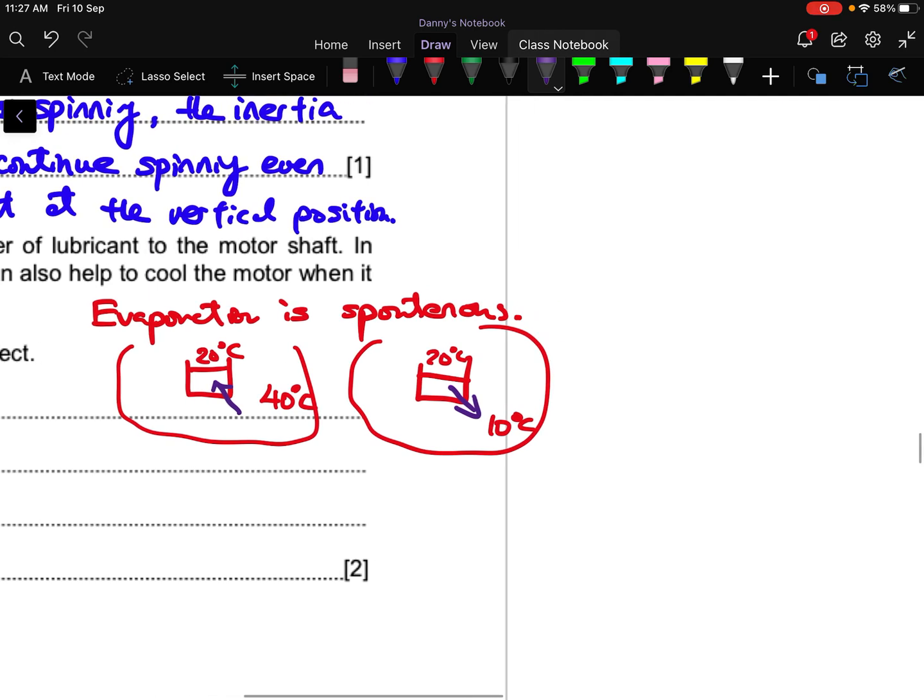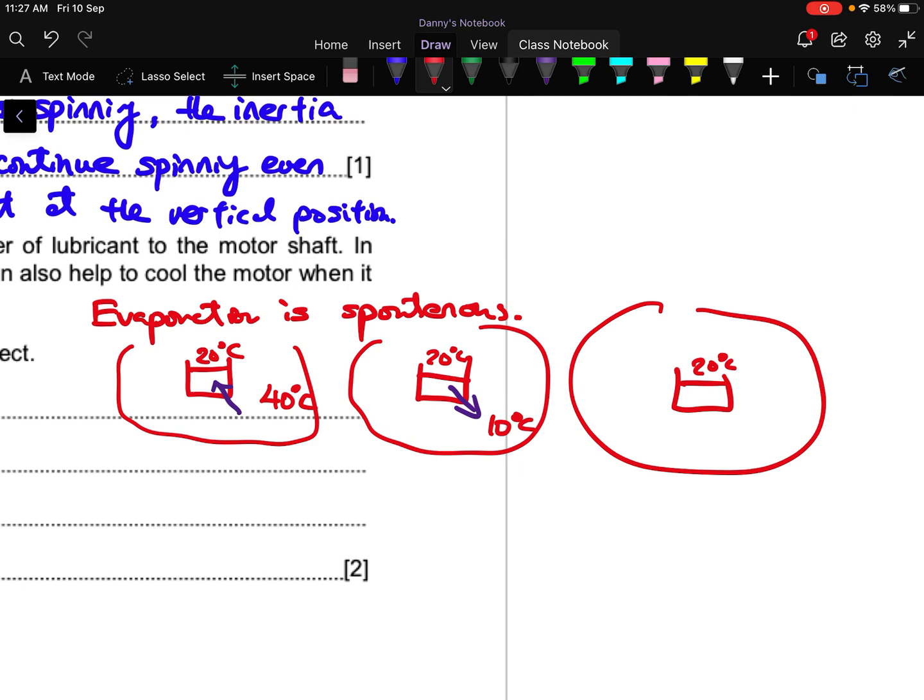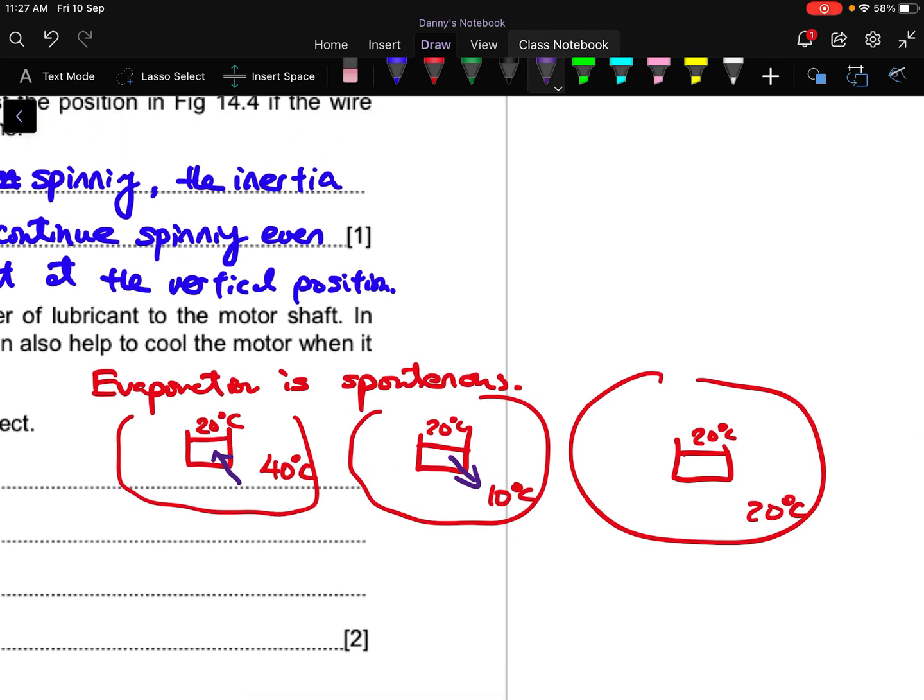In the second example, the water is losing heat, but evaporation will still happen. That is what we mean by spontaneous. And I can give you the third scenario. What if they are at the same temperature? Well, evaporation still happens. So in all three cases, evaporation happens. It is spontaneous. It just happened, right?